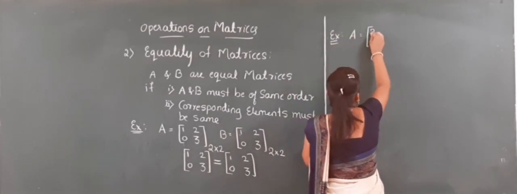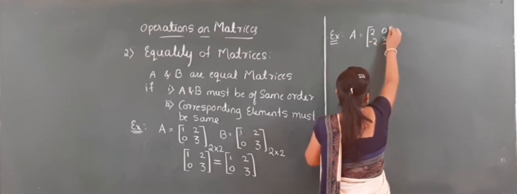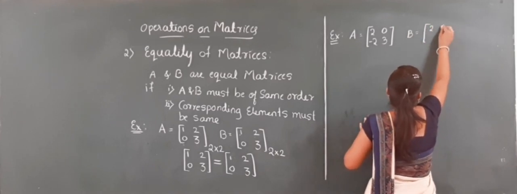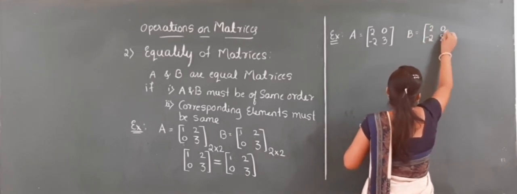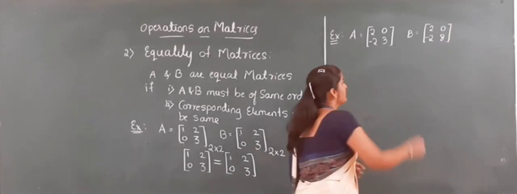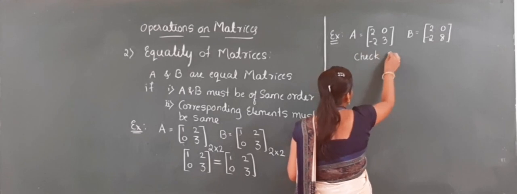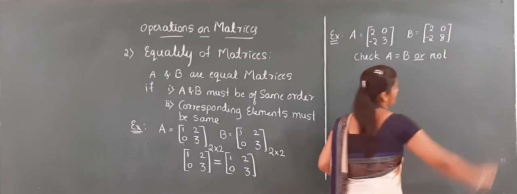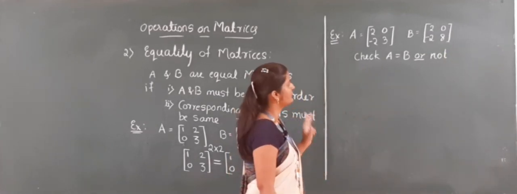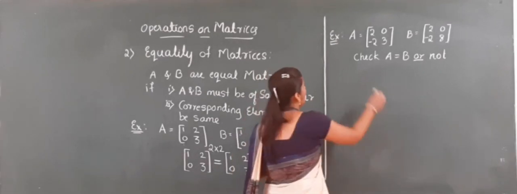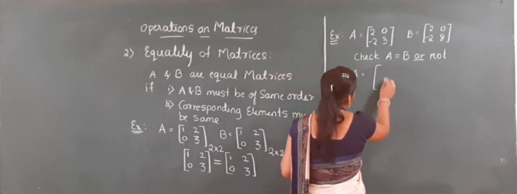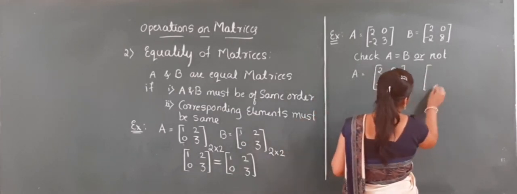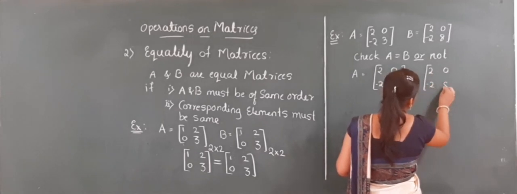A equal to 2 0 minus 2 3 and B is 2 0 minus 2 8. Check A equal to B or not. So now they have given two matrices and they told to check whether A equal to B or not. So first I will write the A matrix 2 0 minus 2 3, and I will write the B matrix 2 0 minus 2 8.